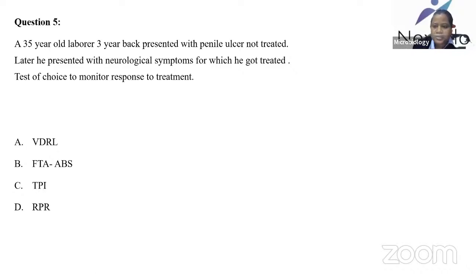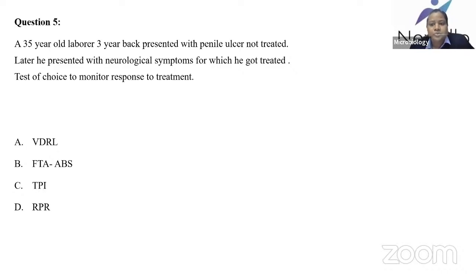Suppose the question is the test of choice for diagnosis. Then, as I have already told you, in the case of late syphilis, the most appropriate test would be to do the treponemal test, right? If it is the test of choice for diagnosis, then I would go for FTA-ABS, that is fluorescent treponemal antibody absorption test. But here, if you carefully see, the question asks for the test of choice to monitor the treatment. So it's very important. Everybody should know that all the treponemal tests will remain positive lifelong, right? So you cannot monitor the treatment by doing a treponemal test. Treponemal test is only to confirm the diagnosis.